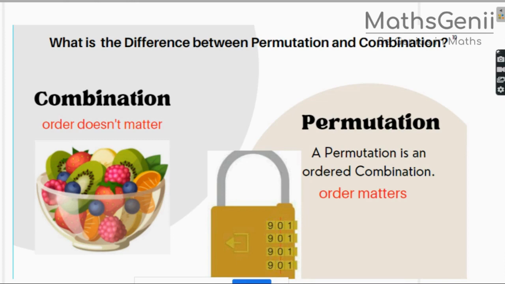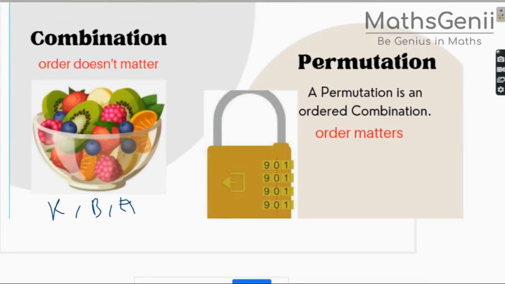If I say I ate a salad in which I had kiwi, banana, apple, or if I say I had a salad in which I had banana, kiwi, apple, the order here does not matter. While I'm stating an event of eating, the order does not matter. Therefore, it is called combination.